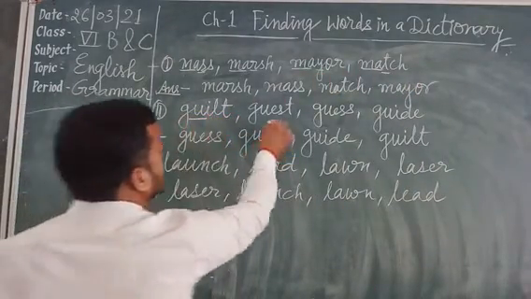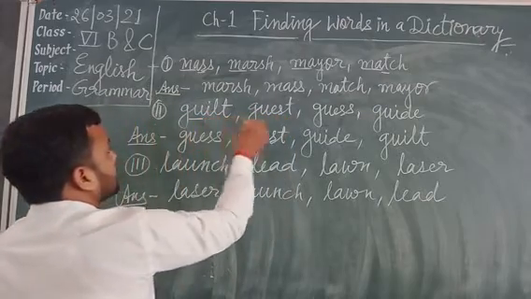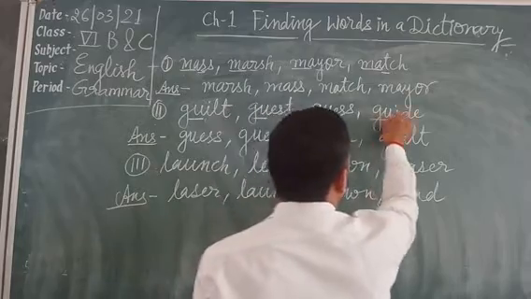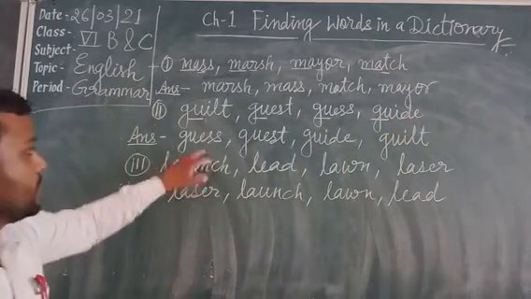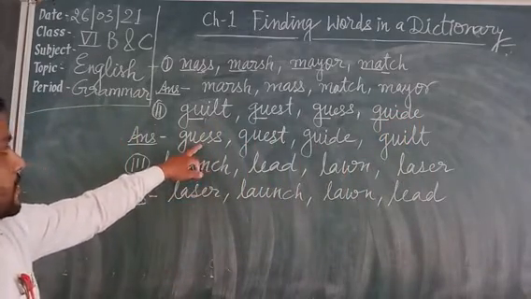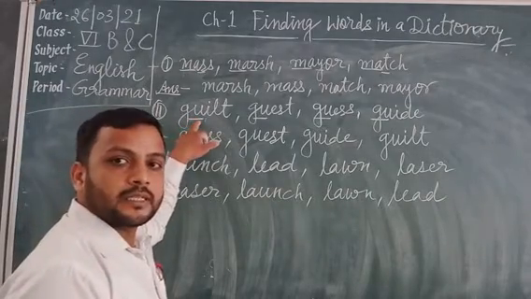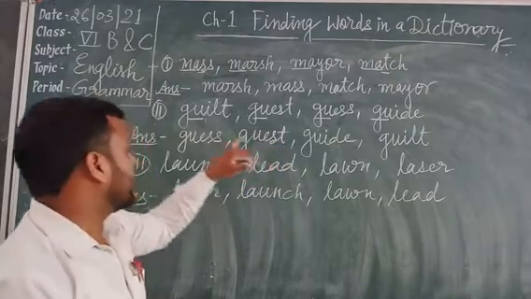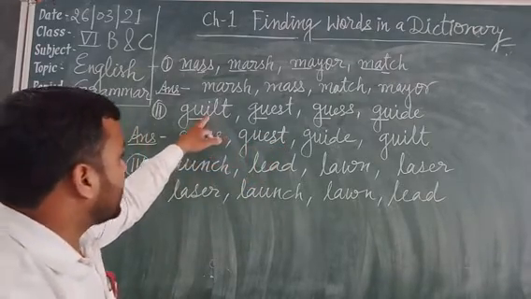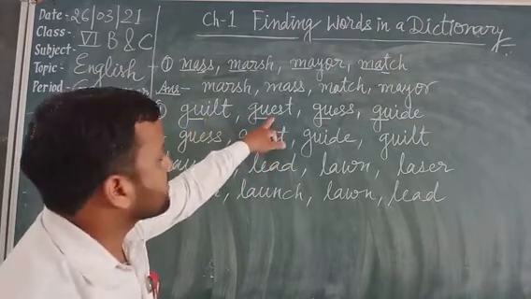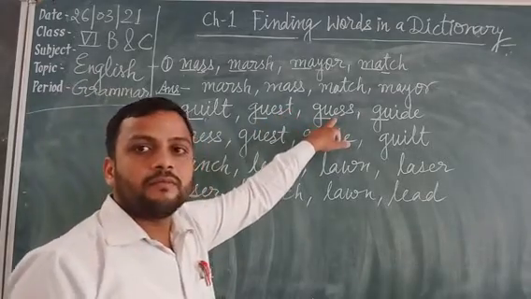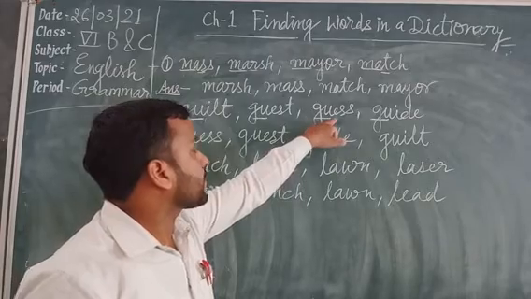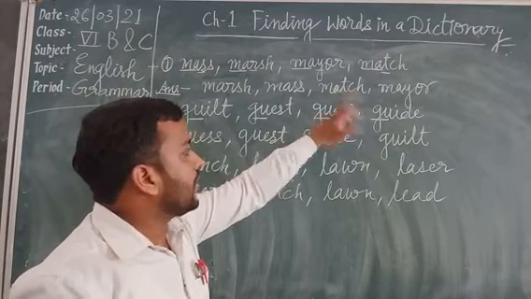Get three letters, two letters. Guest, two letters. Guess, two letters. Guide, two letters. So first of all, the first two letters are the same. Then it will be arranged according to the third letter. So here is I, here is E. E comes first in the alphabet, then I comes.